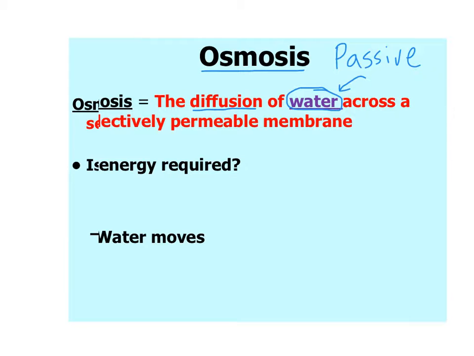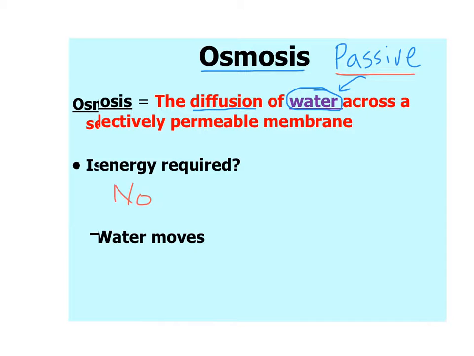So, what do you guys think? Is energy required for the diffusion of water across a selectively permeable membrane? What do you think? Is energy required? You are correct. No. Since it's a form of diffusion and it's passive transport, no energy is required for water to move across the cell membrane.